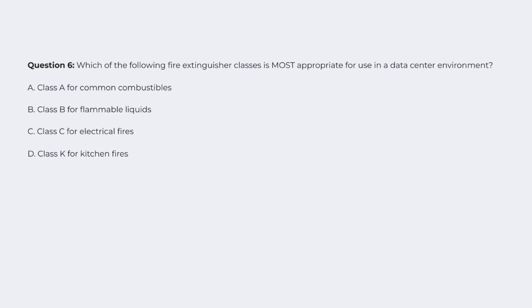Question 6. Which of the following fire extinguisher classes is most appropriate for use in a data center environment? A. Class A for common combustibles. B. Class B for flammable liquids. C. Class C for electrical fires. D. Class K for kitchen fires.